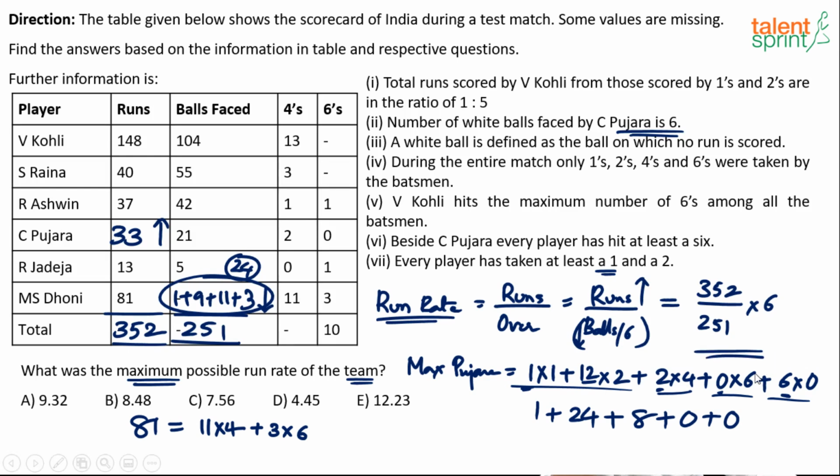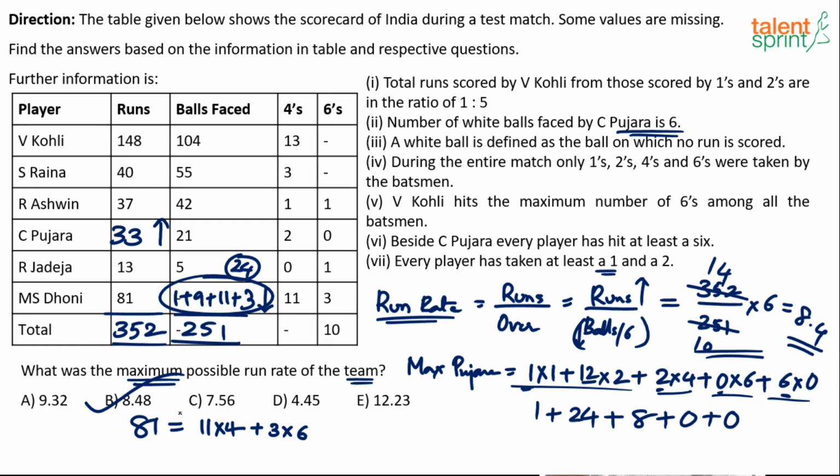So 352 by 251. Since the options are spaced out so much, I think we can do an approximate calculation. So this is like, let's say, 25 into 14, and this is 25 into 10. Yes or no? 25 into 10 is 250, so very close to 251. 25 into 14 is 350. So 1.4 into 6. 1.4 into 6 is how much? 8.4. Approximately 8.4.